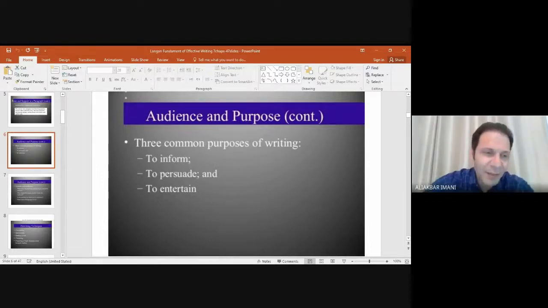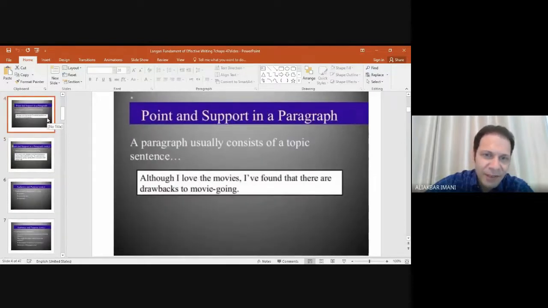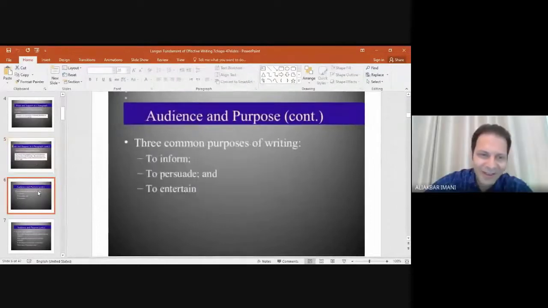Excuse me, Dr. Fateh, is it possible you show the example again? Because some of our audience just joined us. So if it is possible, yes, this example. Although I love the movies, I have found that there are drawbacks to movie going. Now, can you please show the three purposes? Sure. Three purposes, yeah. This is one example. Okay. Yes. Three purposes. So please, everybody, write in the chat box, what was the purpose of that sentence to you?